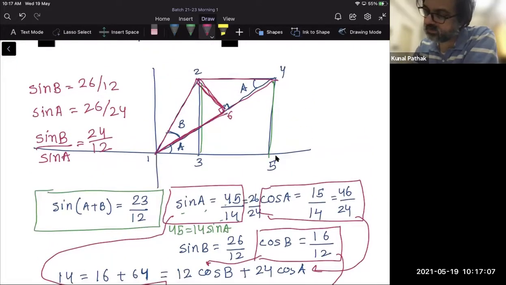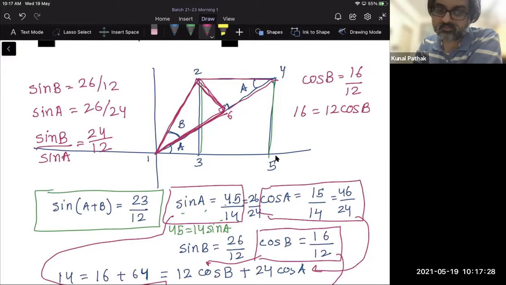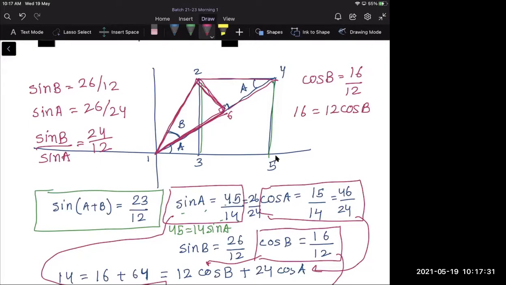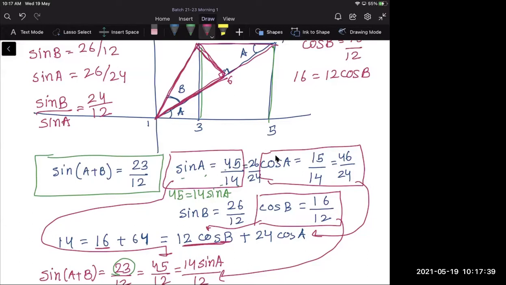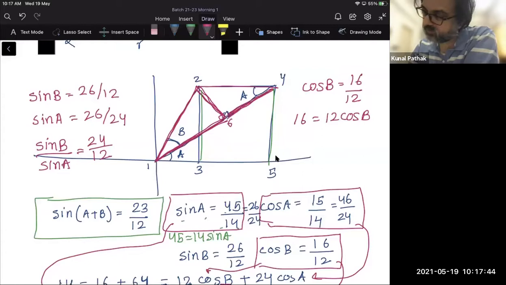And 1/6 is equal to 1/2 into cosine B? Because cosine B is going to be how much? Adjacent over hypotenuse. So 1/6 is equal to 1/2 cosine B. Yes or no? Yes, sir. So I've written 1/6 as 1/2 cosine B. Yes? Yes, sir. And then we want to find the value of 6/4.